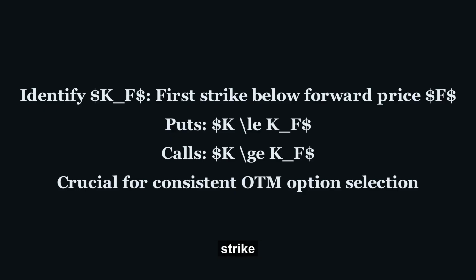All put options with strike prices less than or equal to $K_F$ are included, and all call options with strike prices greater than or equal to $K_F$ are included. This ensures that we are consistently selecting options that are truly out of the money relative to the market's forward expectation, providing a robust and unbiased input for our variance calculation. This meticulous selection process is fundamental to replicating the VIX methodology accurately.